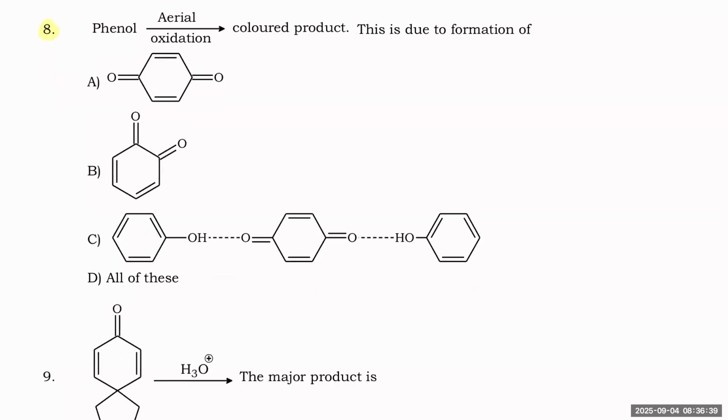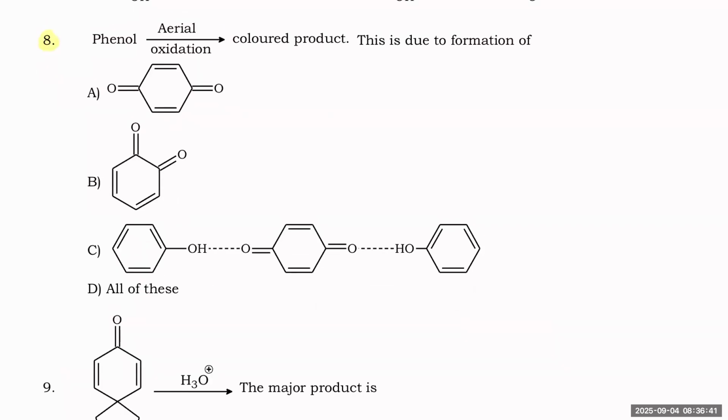Phenol on aerial oxidation. If you make any aerial oxidation, what is the product that we will get here, beta? This one. Okay. The question is, it is forming a colored product. The colored product is quinone. Why is that happening? Why that is happening is because of this one.